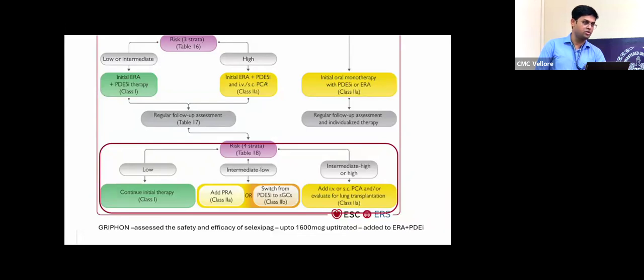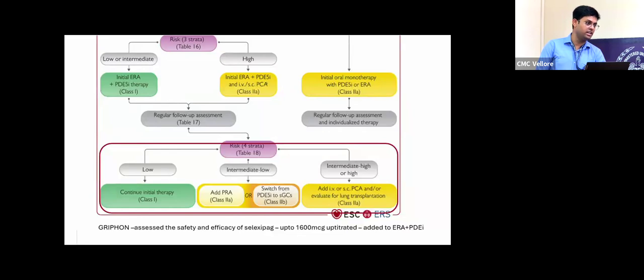If the patient remains in class 3, then you can add a prostacyclin receptor agonist, or switch a phosphodiesterase inhibitor to a soluble guanylate cyclase stimulator. The GRIPHON trial assessed the safety and efficacy of selexipag, and the target dose they titrated up to was 1600 micrograms. Imagine we start 50 micrograms BD, and the patient's BP drops to 70, 80. I have never titrated any patient beyond 200 mics. So the cost of therapy is very high for these drugs.